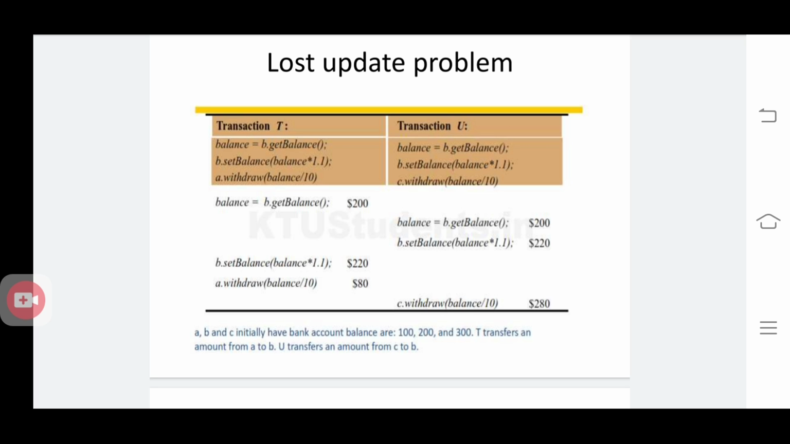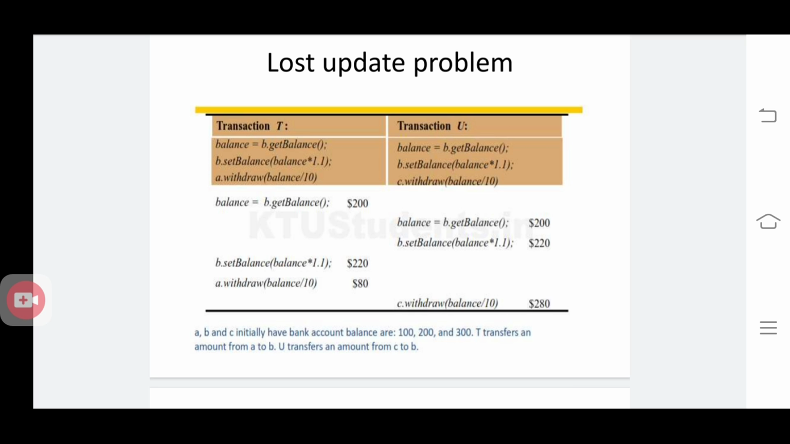For that, we are choosing three accounts A, B, and C. Initially, these accounts have balances of $100, $200, and $300. Then there are two transactions, transaction T and transaction U. Transaction T contains three operations and transaction U also contains three operations.